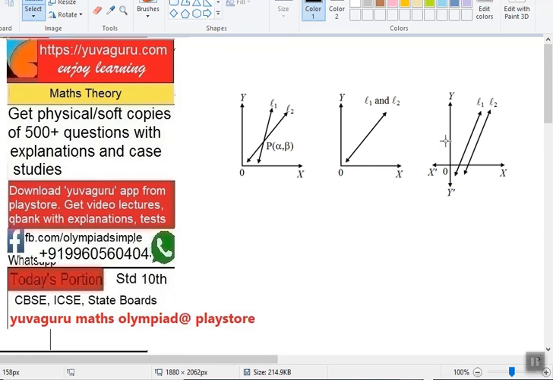See, these are the three cases. a1 upon a2 not equal to b1 upon b2. a1 upon a2 equals b1 upon b2 equals c1 upon c2, meaning everything is the same. Then a1 upon a2 equals b1 upon b2 not equal to c1 upon c2. Okay, see these three conditions. So that is the basic theory for linear equations in two variables.